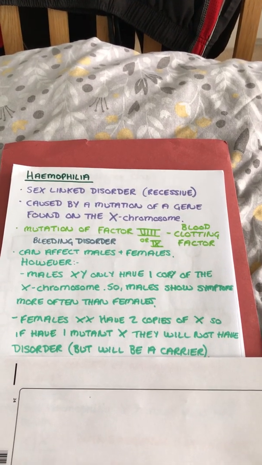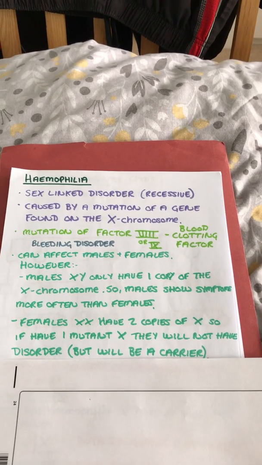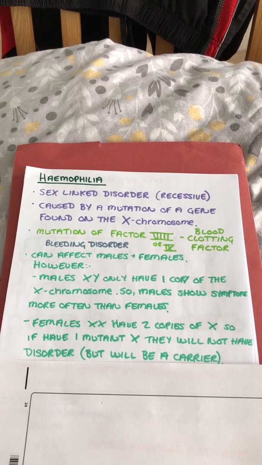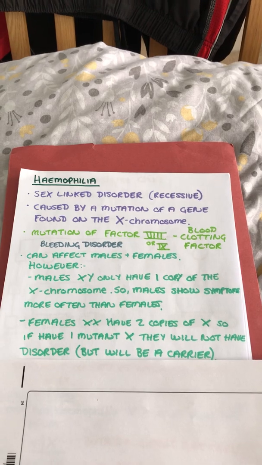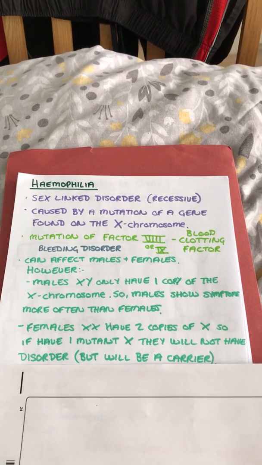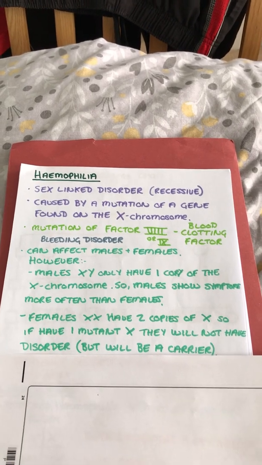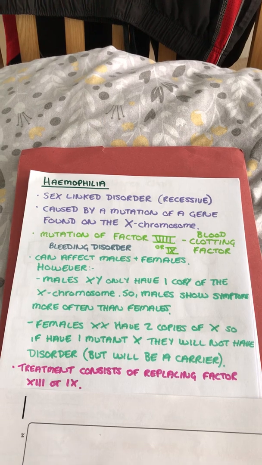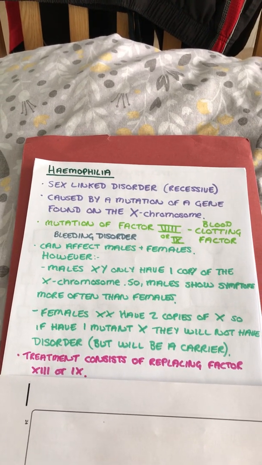So although males and females can get it, it's generally males that have the symptoms because they only have one X chromosome. Females often are a carrier, which means they don't have it, but if they were then to have children themselves, the likelihood is that their sons will then have haemophilia. Okay, so the treatment for it is literally they give you blood transfusions and replace the factor 8 or factor 9.